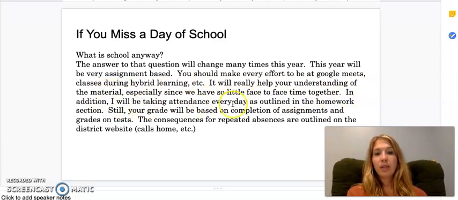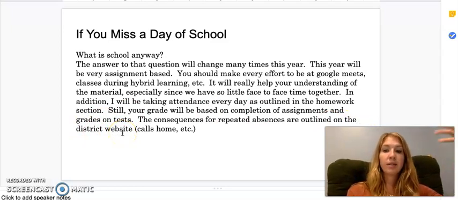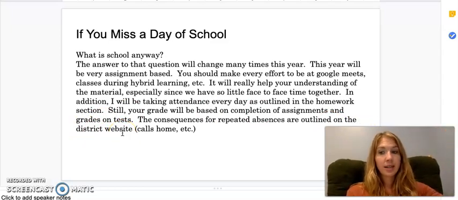In addition, I will be taking attendance every day as we went over with those forms, with that little practice assignment, and with attendance at Google Meets, depending on the type of day. Still, your grade will be based on completion of assignments and grades on tests. The consequences for repeated absences are outlined on the district website. So if you're not doing whatever it is to get your attendance for that day, it's not necessarily part of your grade for me, unless you missed an assignment and that was how I was taking attendance. Then obviously it would hurt your grade.